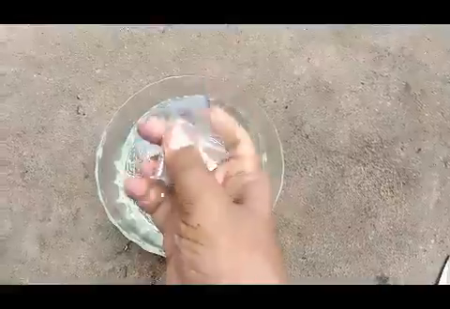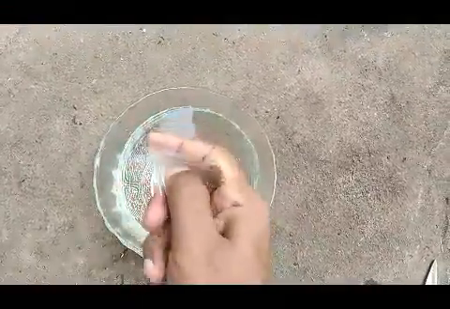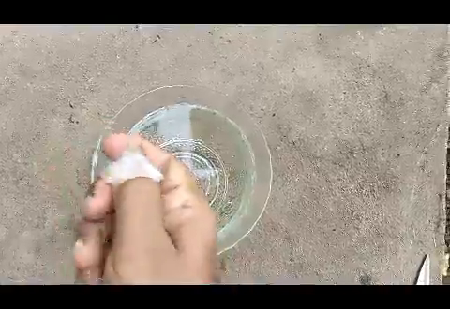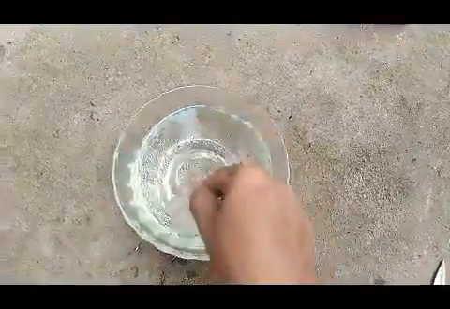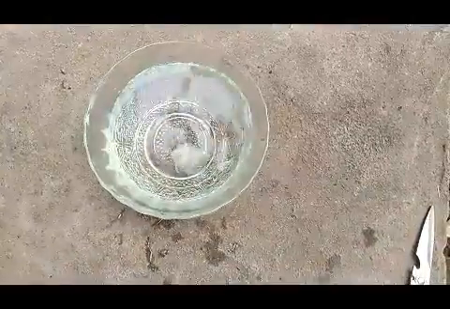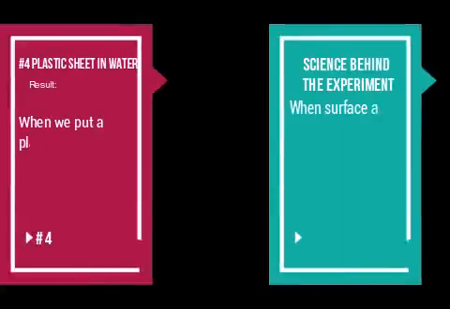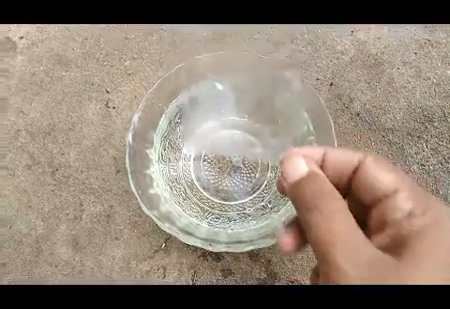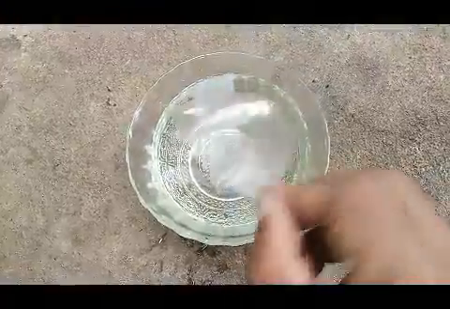In this experiment, I am reducing the surface area of the plastic sheet by crushing it, and after that I am putting it in the water. Then it sinks. Now I am taking that plastic sheet back, and when I increase the surface area, it floats over the water.